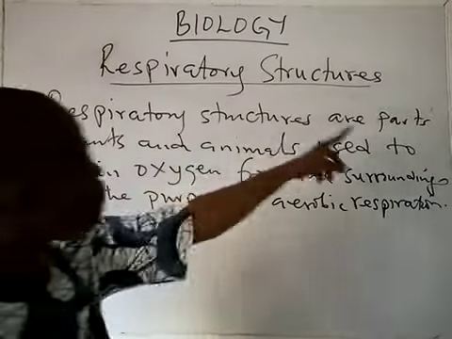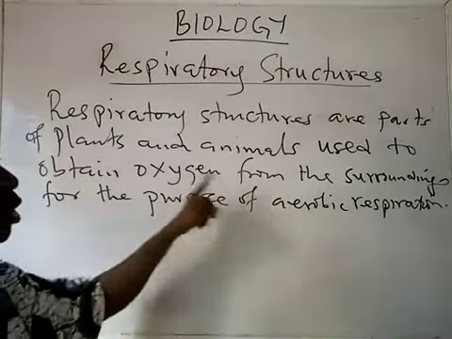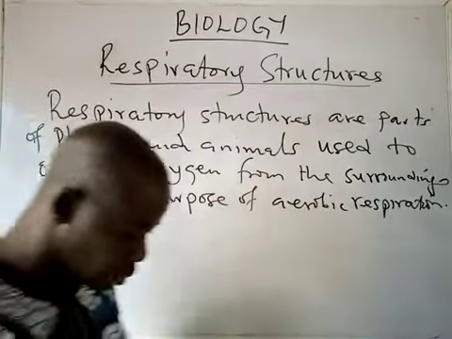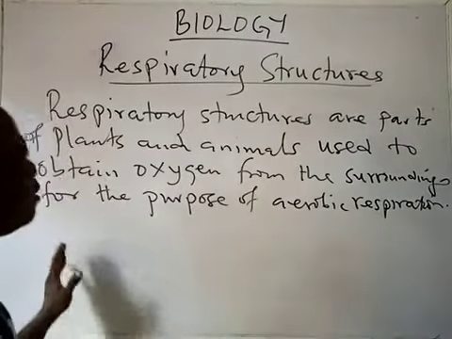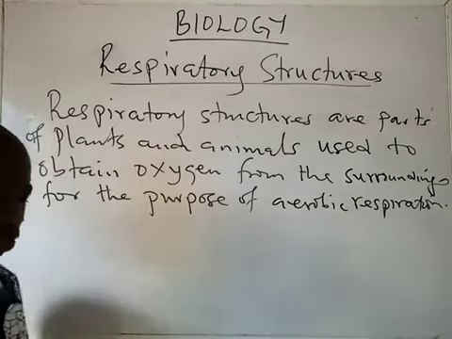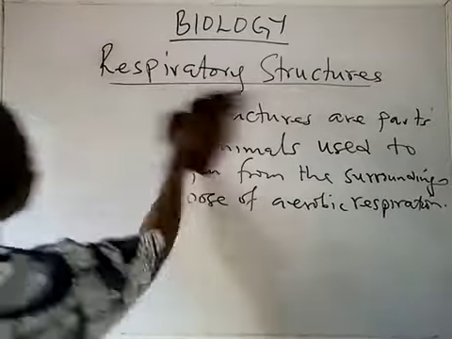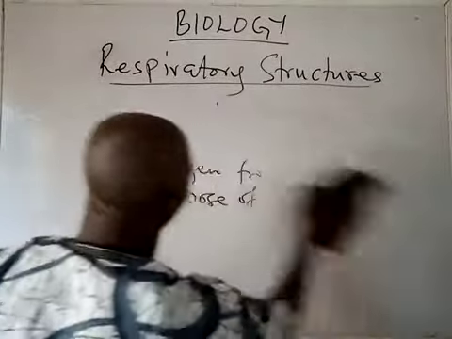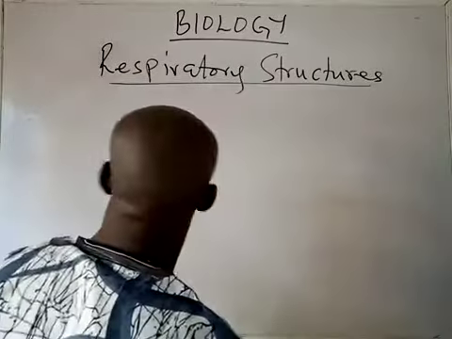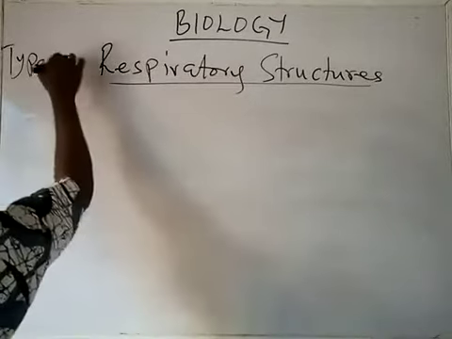Respiratory structures are parts of plants and animals used to obtain oxygen from the surrounding for the purpose of aerobic respiration. And we now have different types of respiratory structures. So let's look at the different types of respiratory structures. That will take us to types of respiratory structures.